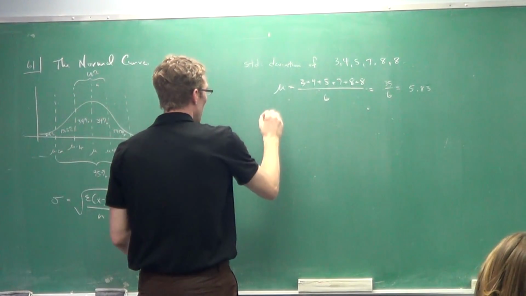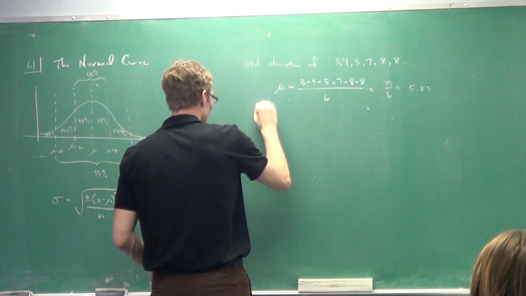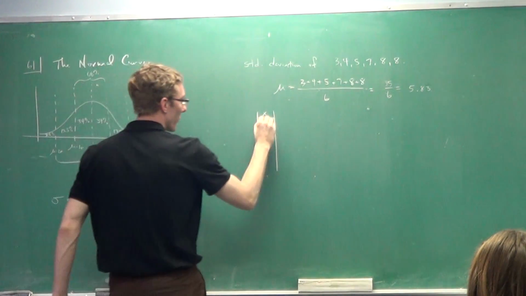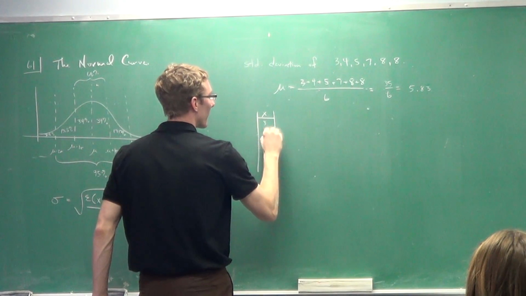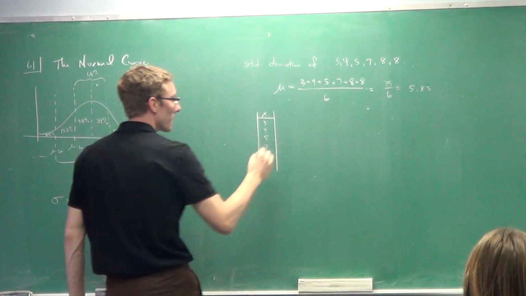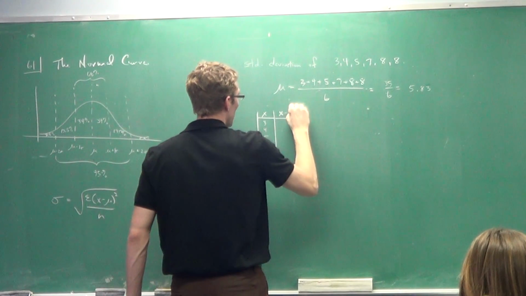Now, let's look at our numbers. This column we'll call X for our numbers. Our numbers are 3, 4, 5, 7, 8, and 8. Next column: look at your numbers minus the mean.